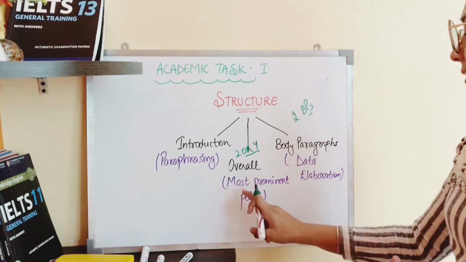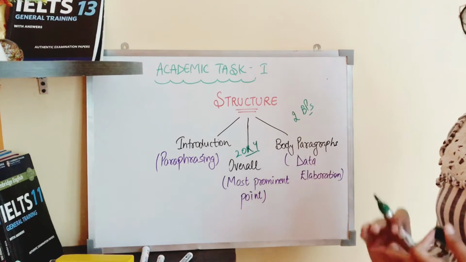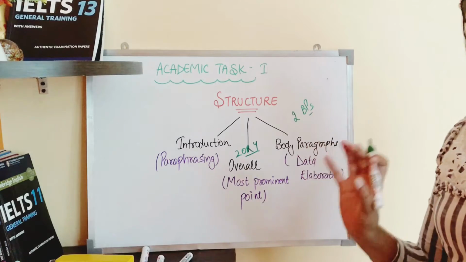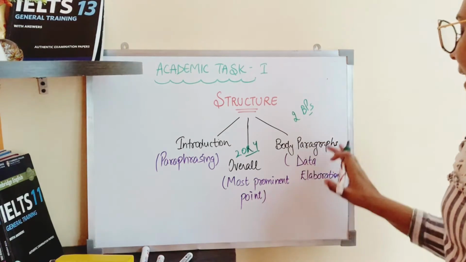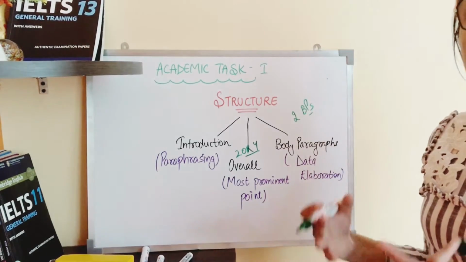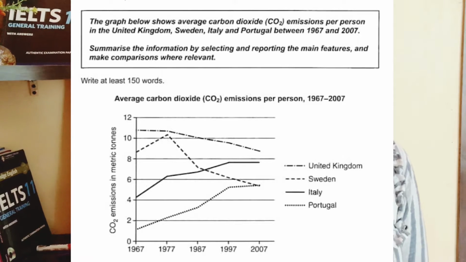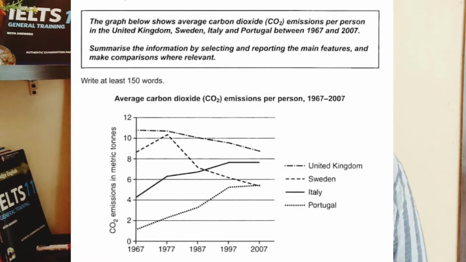So in overall, we will discuss about the most prominent point which can be seen by anyone, which is the most striking one. And in body paragraph, we will elaborate the data which is available in your search. The introduction first. For example, we have the task. The task is, the graph below shows average carbon dioxide emission per person in United Kingdom, Sweden, Italy and Portugal between 1967 and 2007.